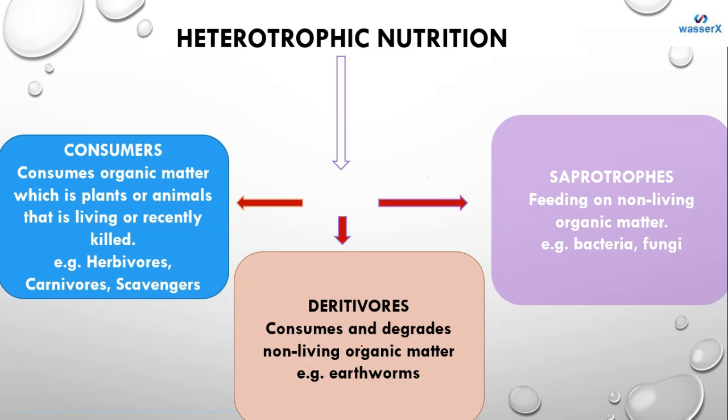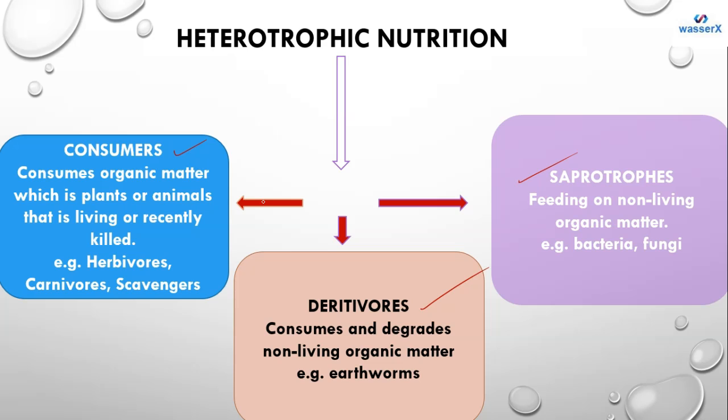So let me take you further, students. Now we have heterotrophic nutrition. Heterotrophic nutrition is further divided into three forms. First we have the consumers, second we have what we call the saprotrophs, and third we have the detritivores. Okay, so these are the three things basically.